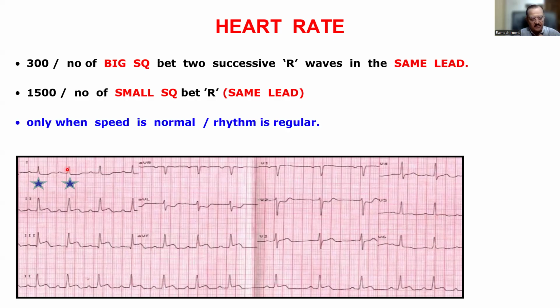I'll show you some examples, provided the speed, and I told you the standardization. Only if the standardization is correct are all these calculations correct. Always, all calculations are applicable only if it is recorded at the normal speed and normal standardization.